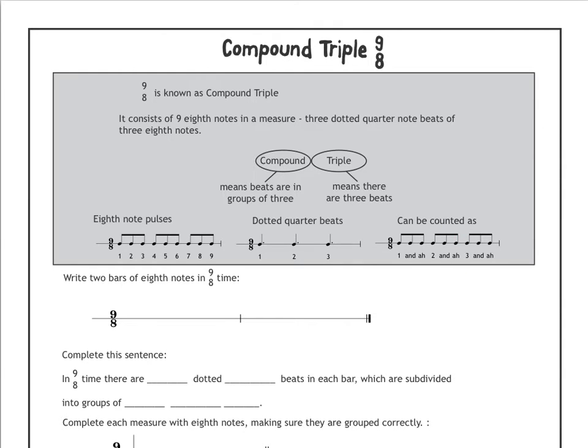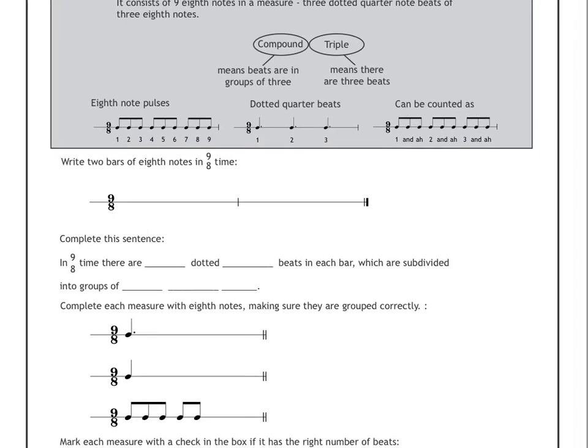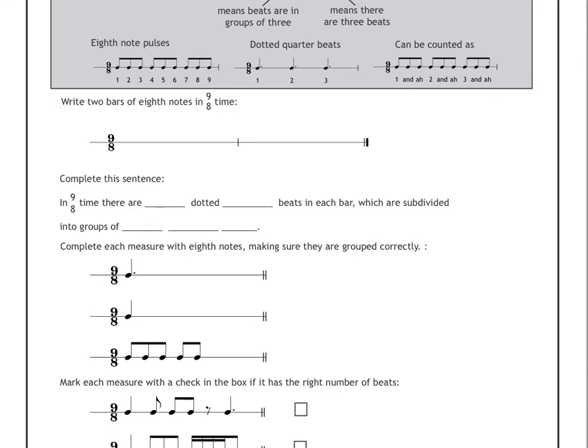All right, that's why we call it compound time. It's triple because we have 3 beats. It's compound because each beat is divided into triplets. The rest of this page really is just working in this time signature. When you count 9/8 time, like I said, we just count in 3 beats in triplets.